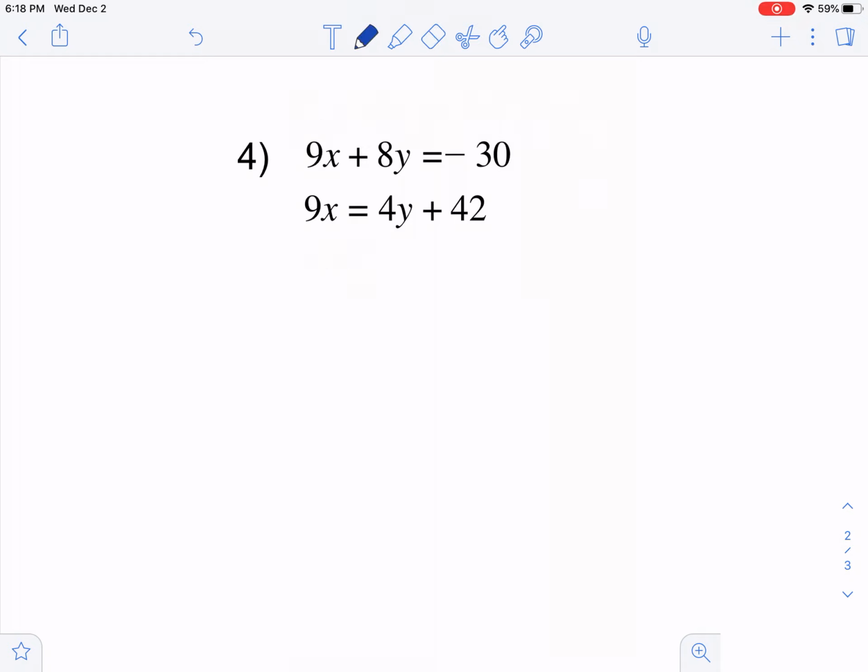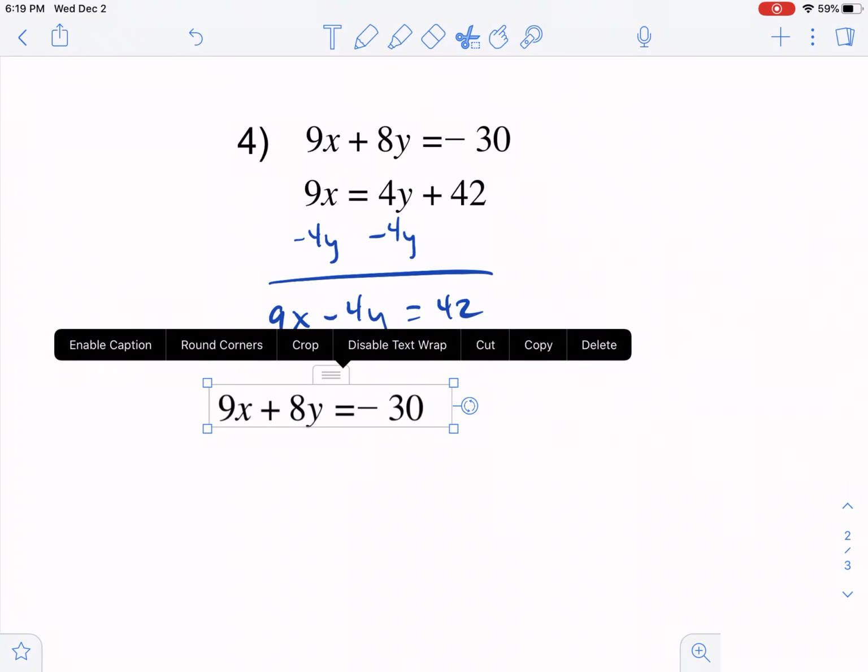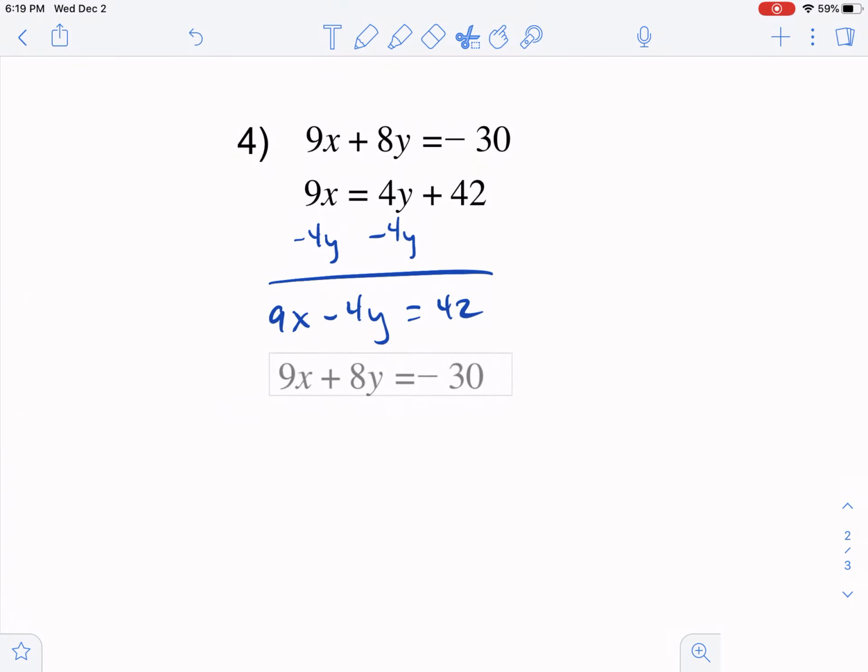I'm going to subtract 4y. Subtract 4y, and I'm going to get 9x minus 4y equals 42. Now I can take this, put it here. I can even move it. Look how good that is. And now I'm combining. I've got two equations that look alike. They've got the ax and the by on one side, and then the c on the other.